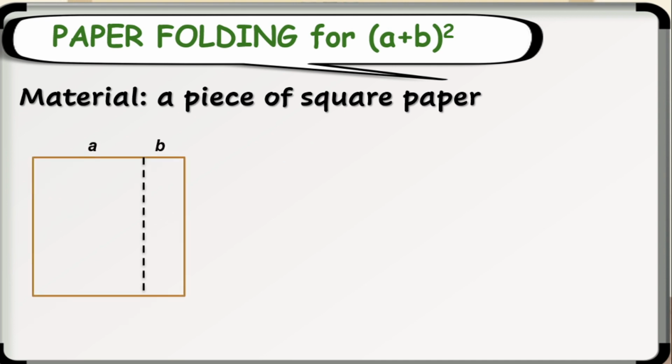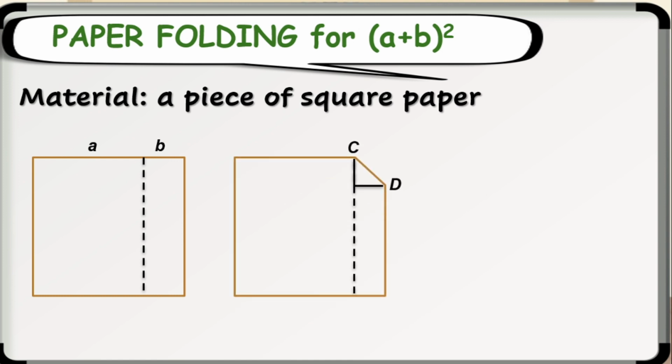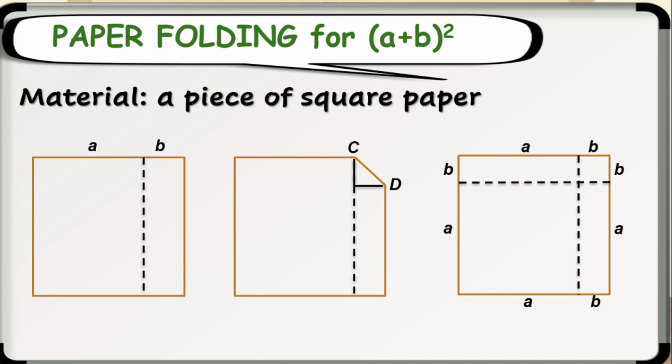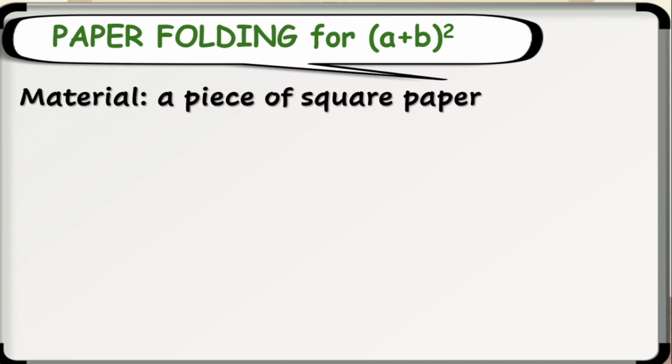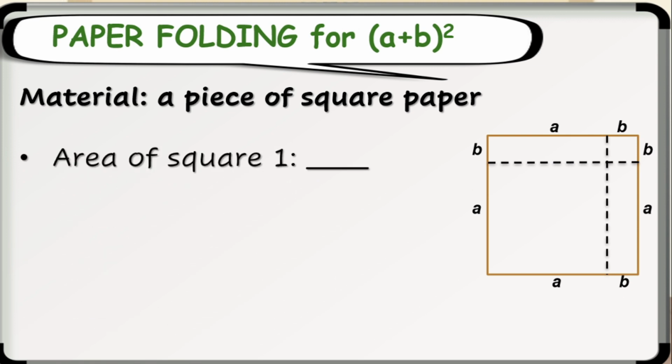Step 2. Fold the upper right-hand corner over onto the crease to form a square. Locate point D. Here's the representation of step 2. Step 3. Fold a horizontal crease through D and label all outside dimensions. Here's an example. Step 4. Find the areas of the two squares and two rectangles formed.